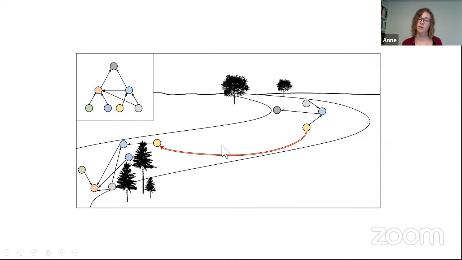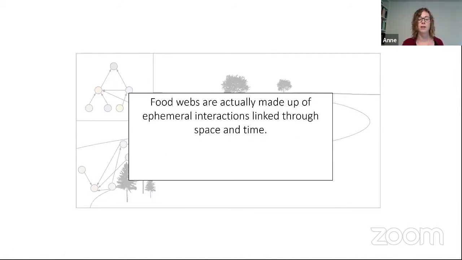So if we go back to this stream ecosystem, this cartoon of a stream ecosystem that we saw earlier, this might have been the food web that we saw when we went out and sampled, but when we take a closer look, we see that there's actually a skeleton of that food web that's present in the deciduous section up here, and a larger fragment of that food web that's present in this coniferous section down here. And just thinking about the system as a homogeneous food web that looks like this is actually not doing the ecology justice. Food webs are made of ephemeral interactions that are linked through both space, but also time.